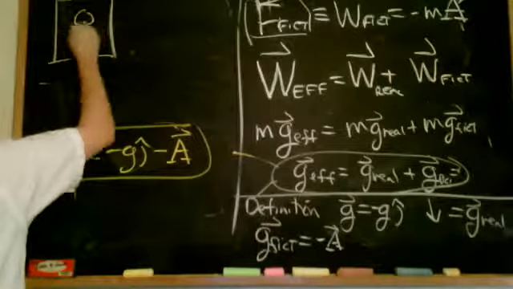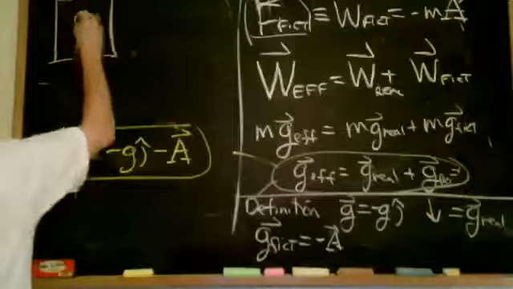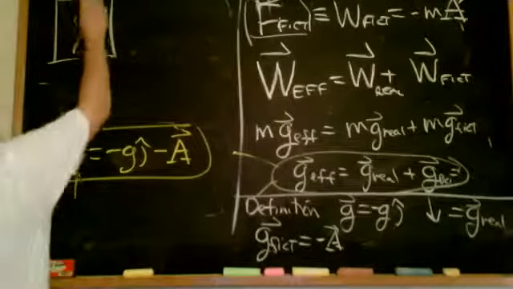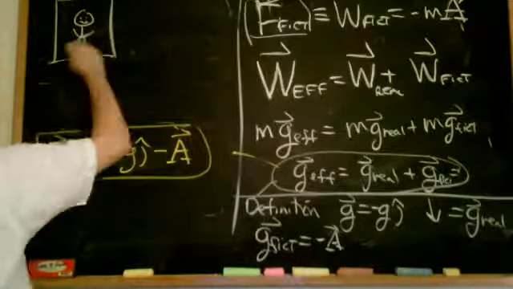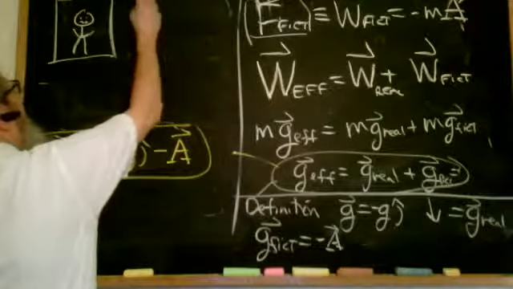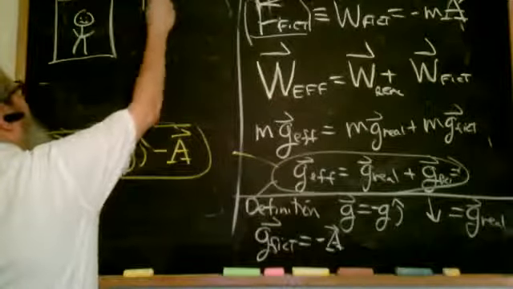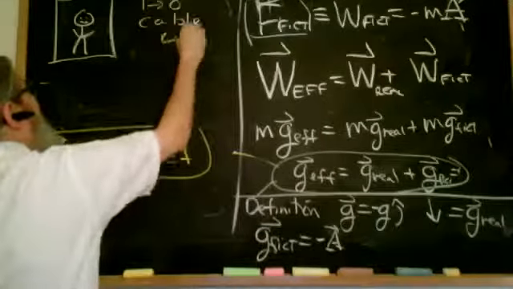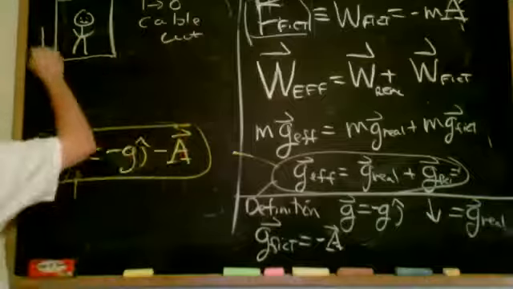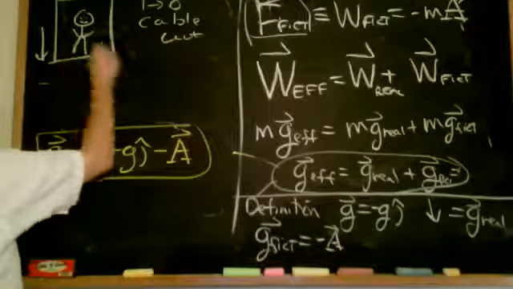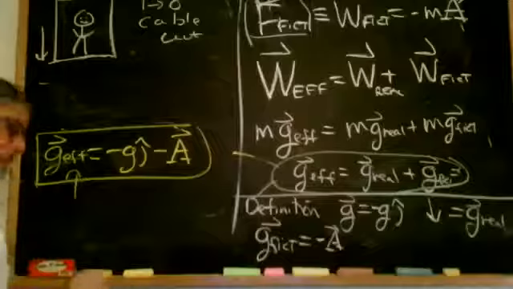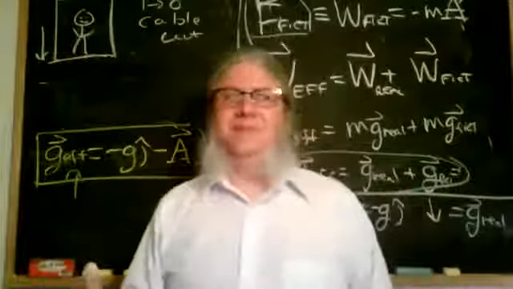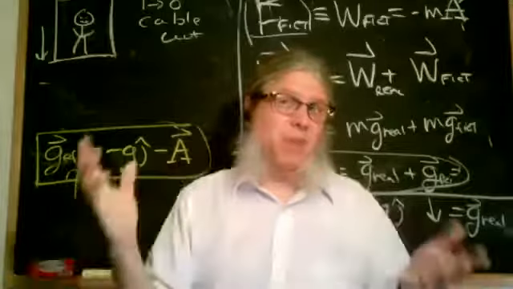You're in an elevator. There you are. And the problem is that the tension goes to 0 because the cable is cut. So the whole elevator now is falling with you in it. So you're in the elevator, somewhat unrealistically, the cable breaks.